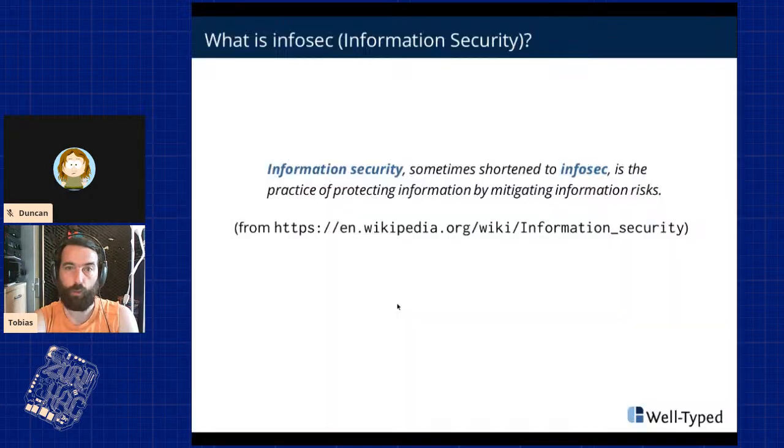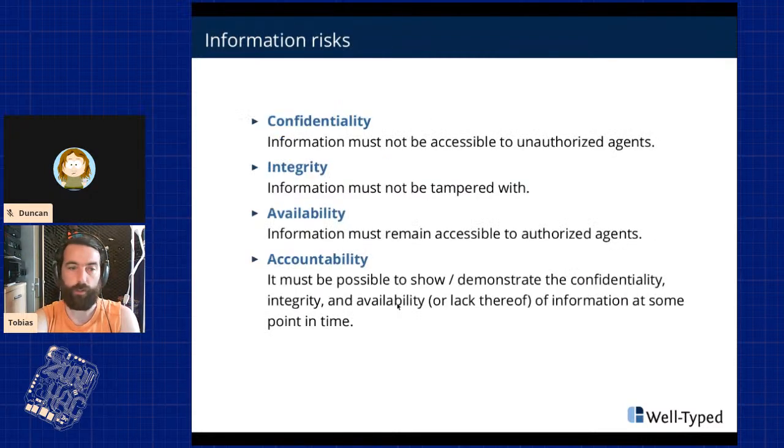Information security, what are we talking about? There's this nice definition here from Wikipedia. Information security, sometimes shortened to InfoSec, is the practice of protecting information by mitigating information risks. Okay, cool. So what are we talking about? We're talking about information risks. We can classify them into these four categories, or these four aspects of information.